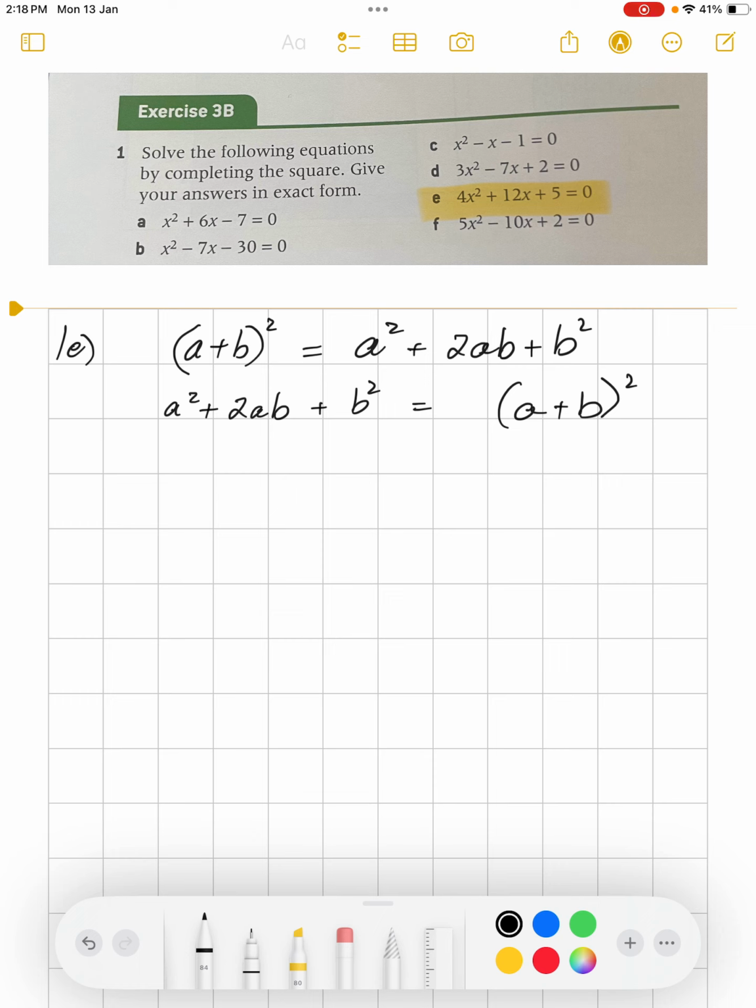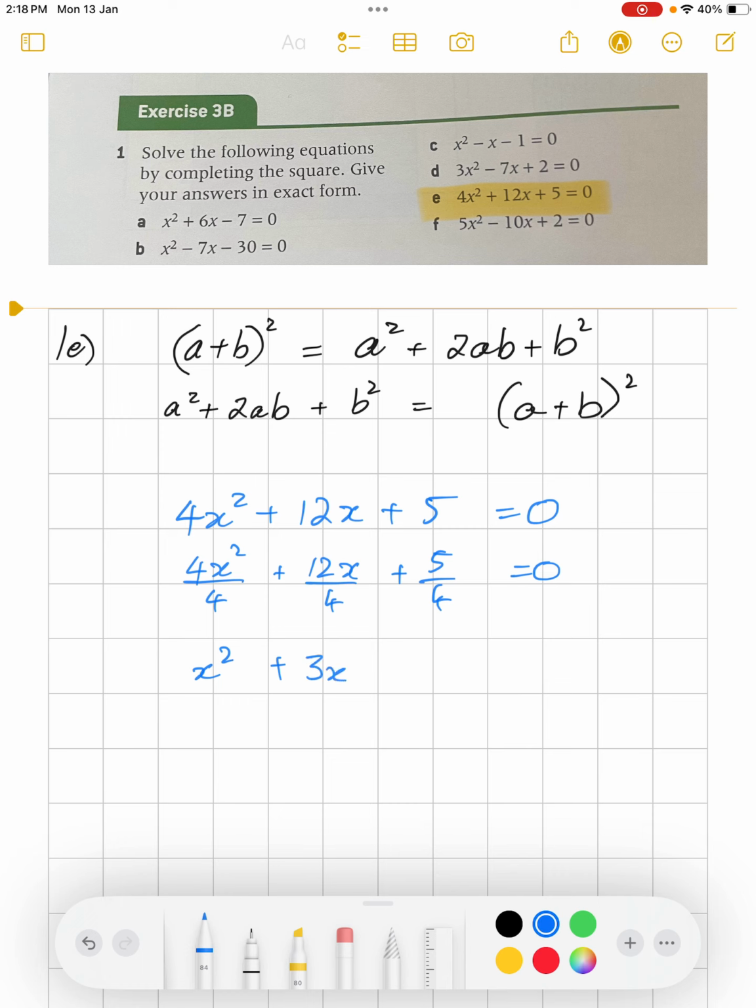So let's write down what we've got, and we've got 4x squared plus 12x plus 5 equals 0. I like to divide everything by 4 to not have a number in front of the x. All right, so that's everything divided by 4. Now we've got x squared plus 3x. We take that plus 5 over 4 over to be negative 5 over 4.